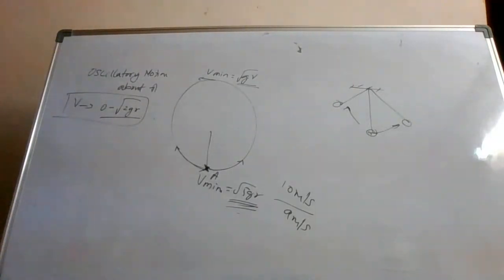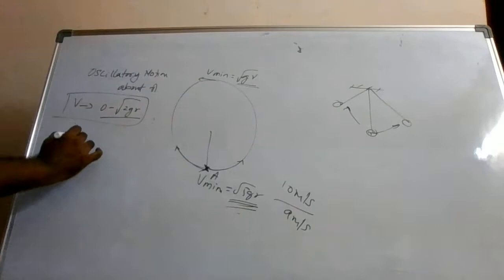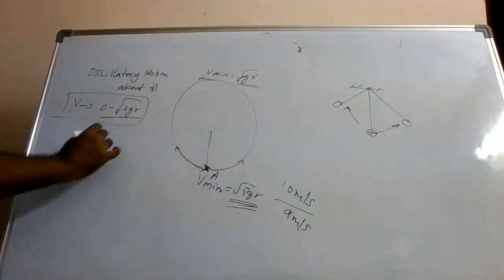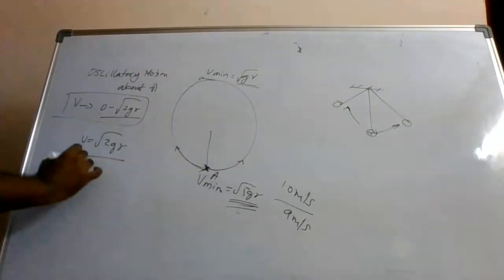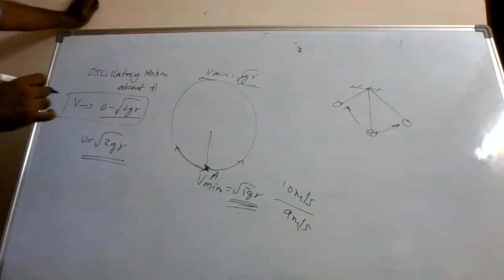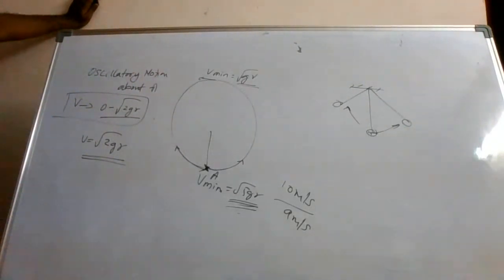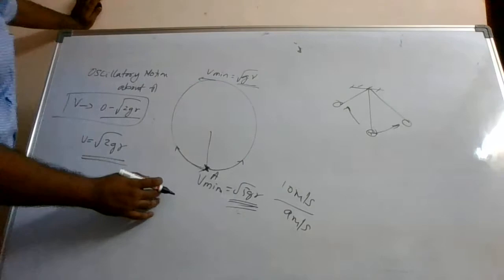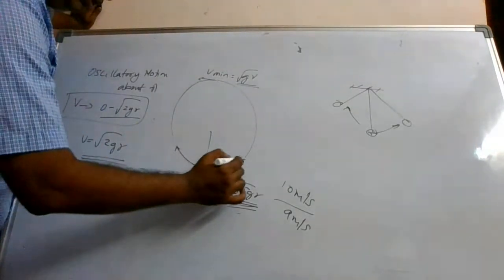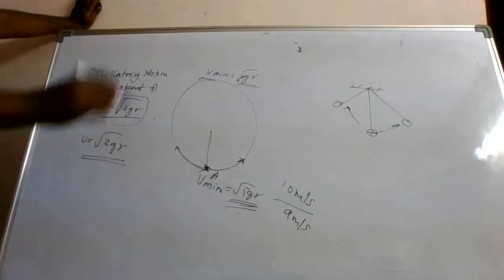Now tell me, suppose the speed is root over 2GR. Alright. Will the circular motion happen? The circular motion will not happen. That means oscillation will happen. Alright. When oscillation happens, it will go to a certain height and come back. So what is that maximum height?